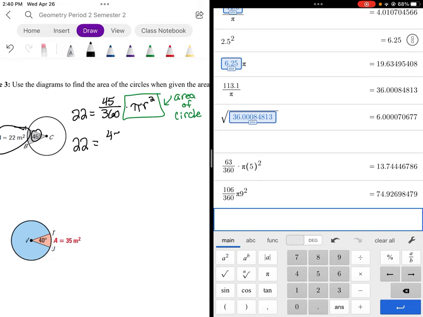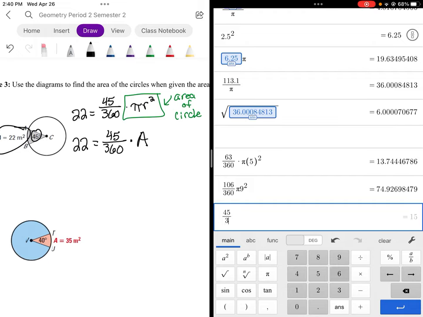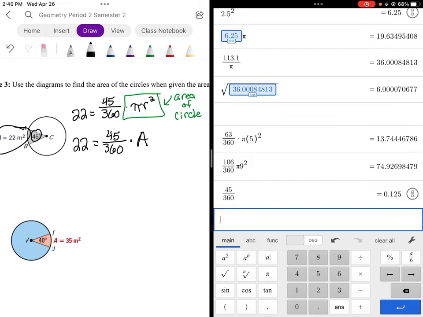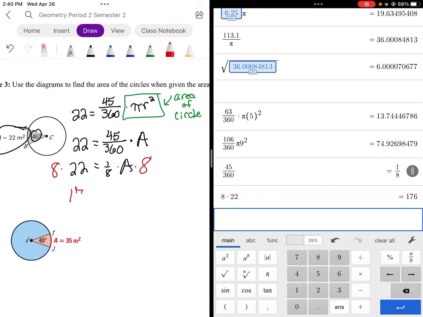So we're going to have 22 equals 45 over 360 times A. And we need to figure out what that A equals. So 45 over 360, that is going to simplify to 1 over 8. So to get A by itself, we're just going to multiply both sides by 8. So 22 times 8 is going to give us 176 for the area of the circle.